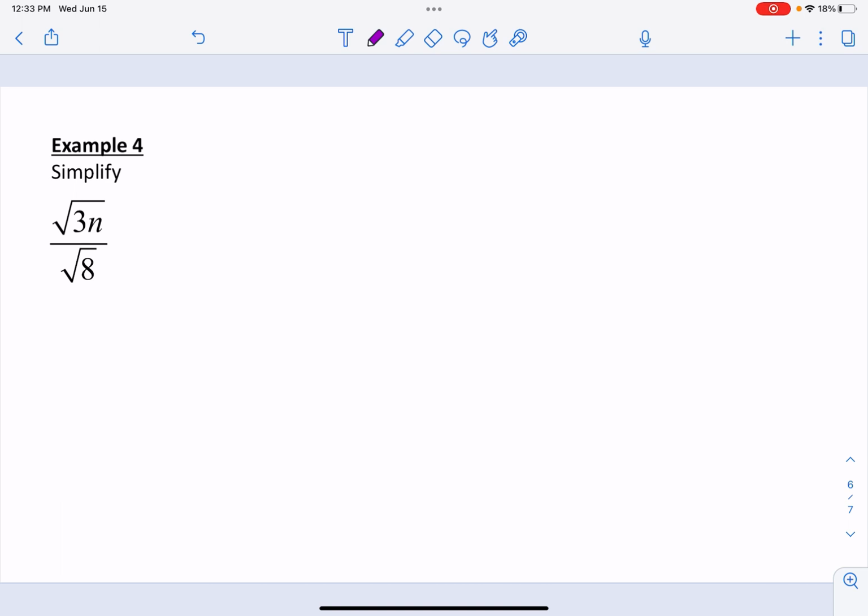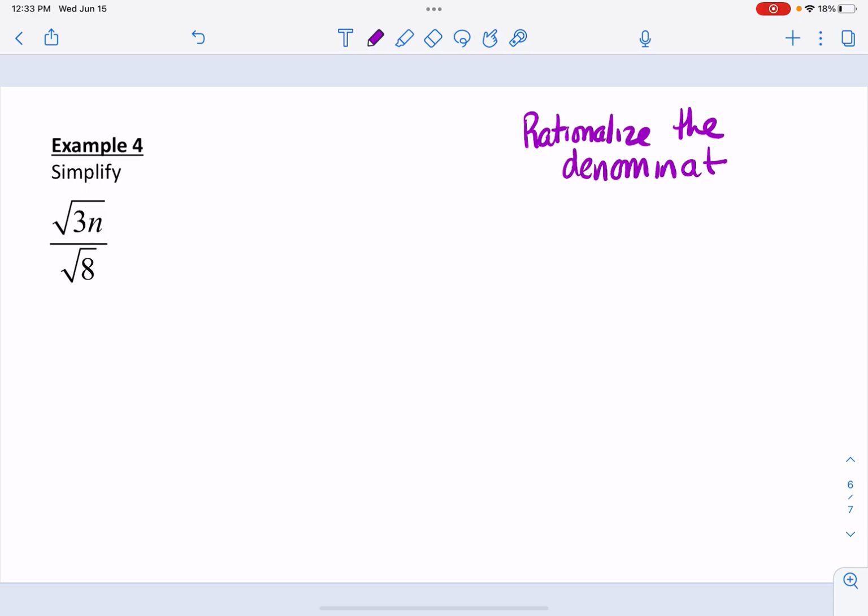Okay, now when we're dividing, as mathematicians, we don't like radicals in the denominator. So we want to, what I say, simplify, put it in simplest radical form, which means rationalize the denominator. I'll write that out for you. Which means multiply by root 8 over root 8.